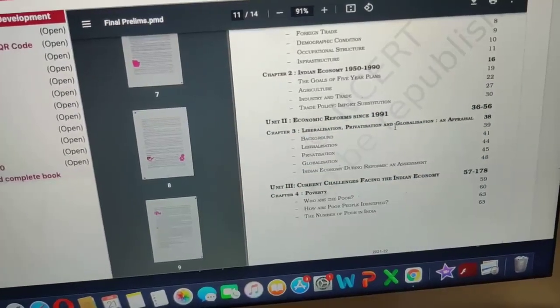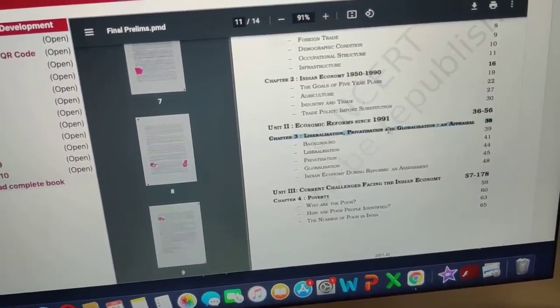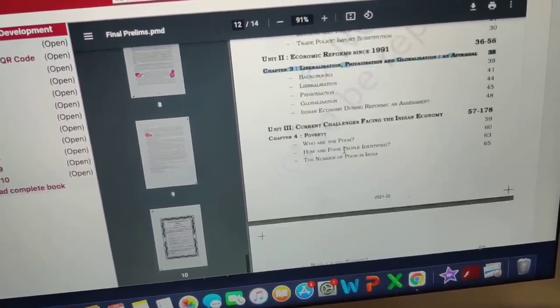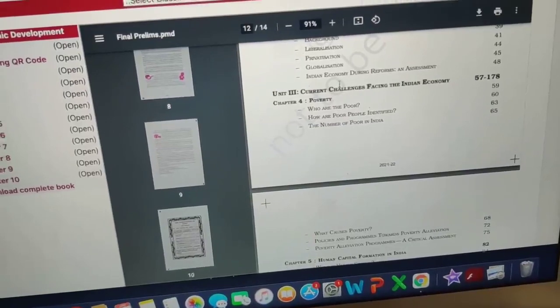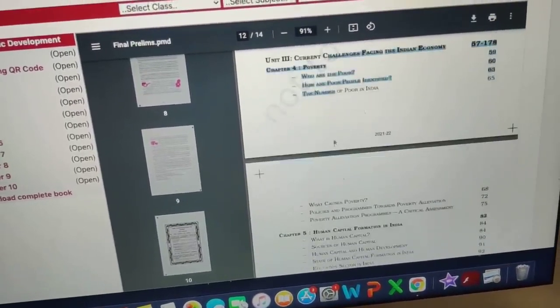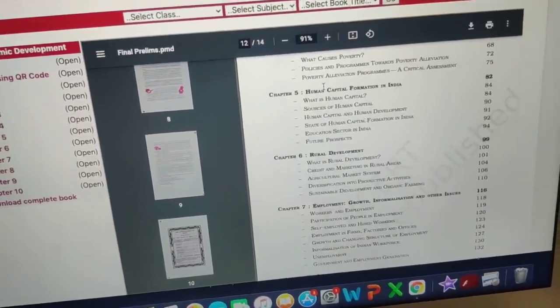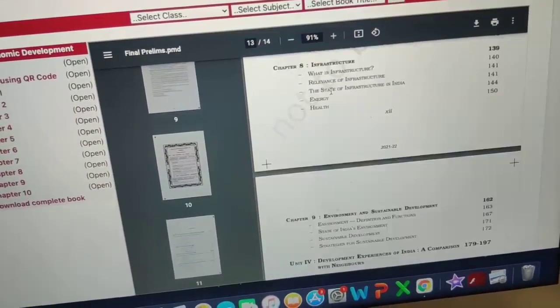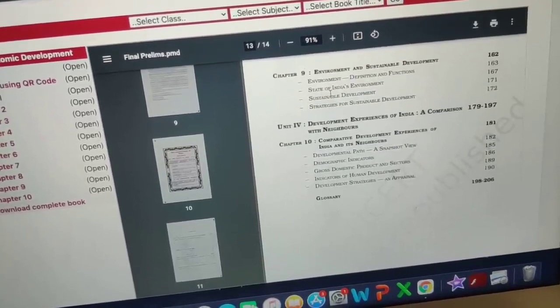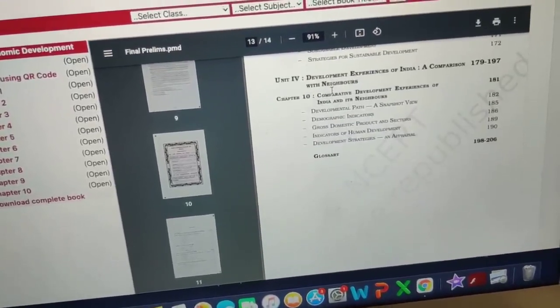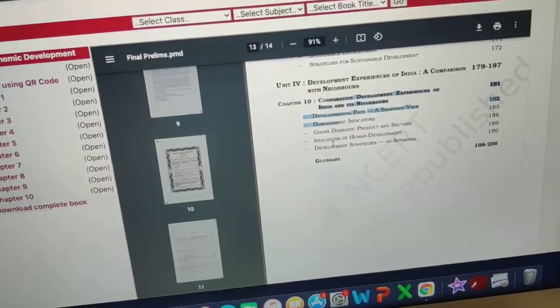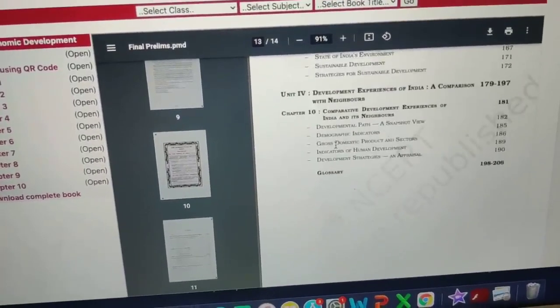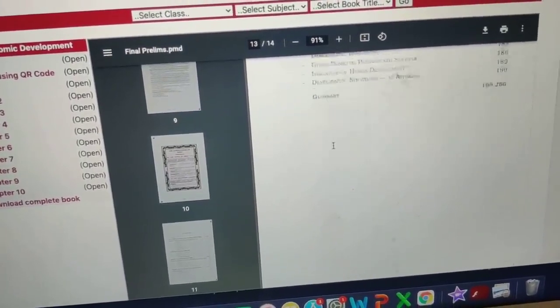You should read this very carefully. Liberalization, privatization and globalization, these reforms are called LPG. This you need to study very deeply. Then what are the current challenges faced by the Indian economy? Poverty, human capital formation, rural development, employment, infrastructure, and environment. And then the comparative development experiences of India compared to its neighbors.